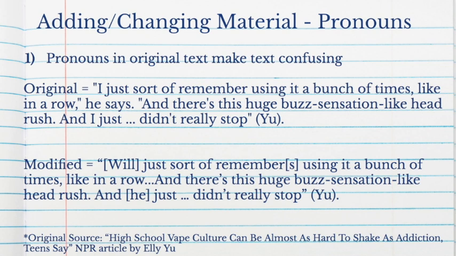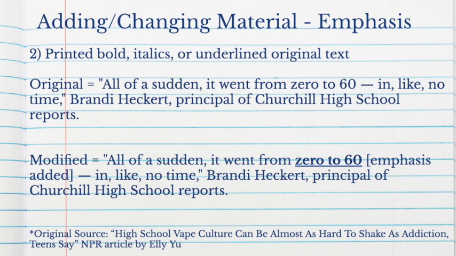In this context, it makes it seem like the author, Ellie Yu, is the one who is vaping, when in reality, she is quoting the teenager Will. So we would modify this to take out the pronoun I and put in the teenager's name. So the new quote would read, "Will just sort of remembers using it a bunch of times, like in a row, and there's this huge buzz sensation like head rush, and he just didn't really stop." That way we're clarifying that no, the correspondent, Ellie Yu, is not the one vaping. Her teenage interviewee is.